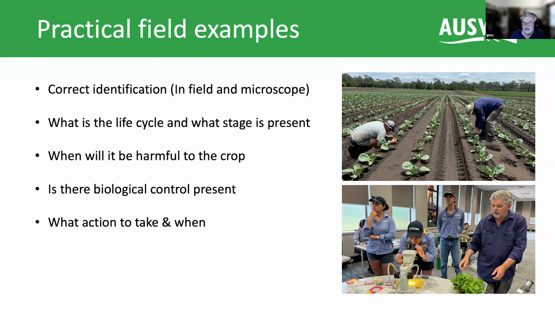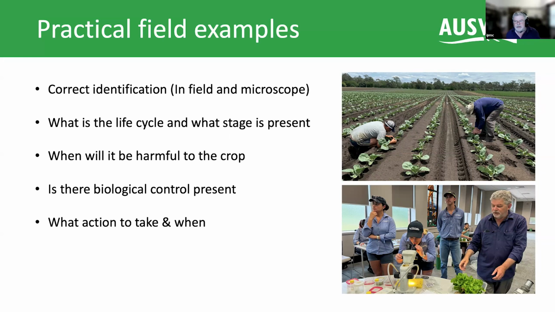Sometimes also that includes when it will be a problem to the crop. If it's an egg, it's not actually doing any damage to the crop. And some adults do much less damage to a crop than the juveniles. So being able to identify those different life stages is very important.